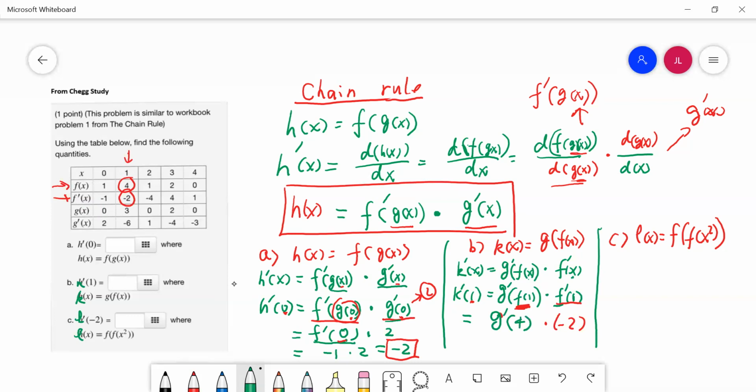Now we look at the g derivative at 4. So g derivative at 4 is negative 3. So this equal to negative 3 times negative 2 equal to 6. That is our answer.